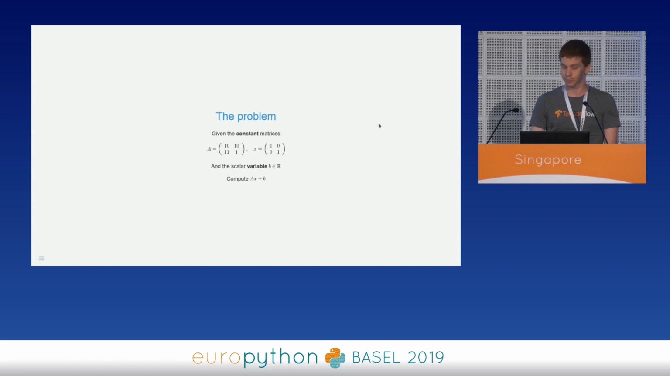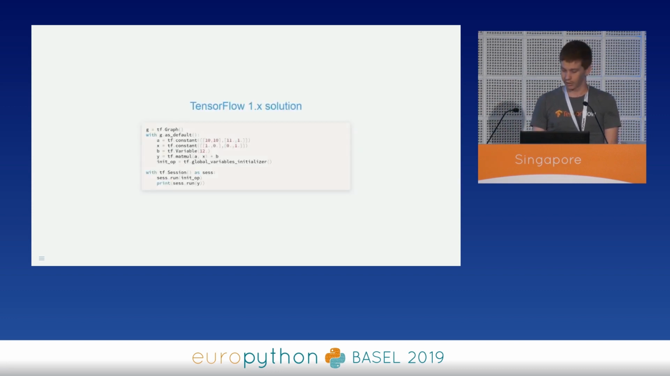So this is a problem. The problem is really easy. It's just the multiplication of two constant matrices followed by the addition of a scalar variable b. Really, really easy. So this is the TensorFlow 1 solution.